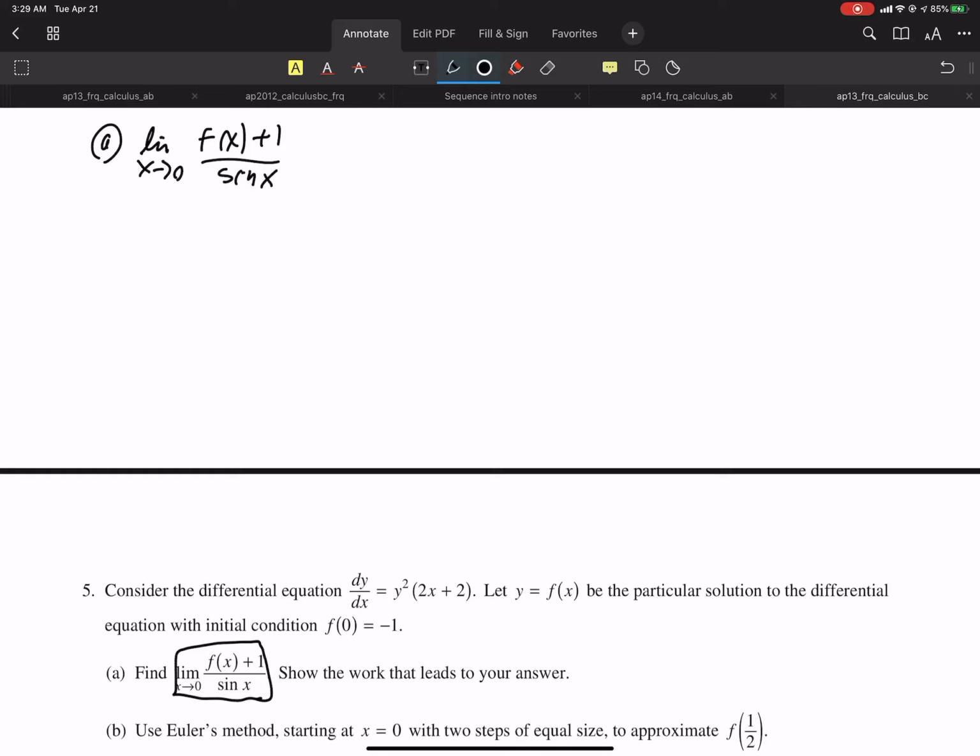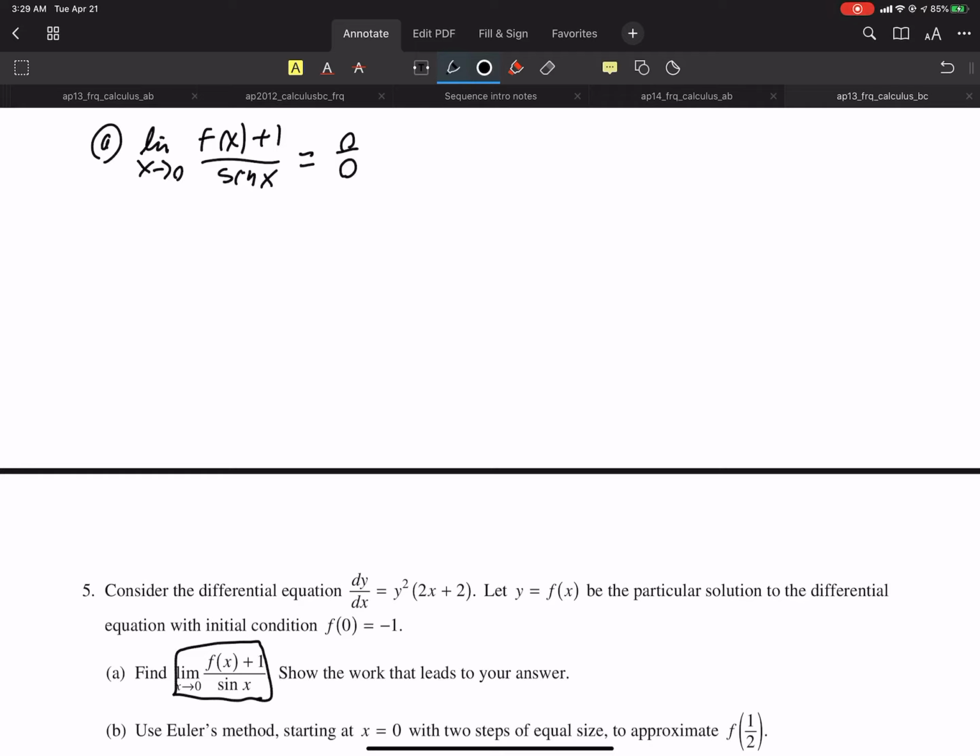Now, f of 0 is negative 1 plus 1, so this top is going to come out to be 0. And sine of 0 is 0. So you can get 0 over 0. This is what you do not want to do. Equals 0 over 0. That is an incorrect statement and will lose you a point.